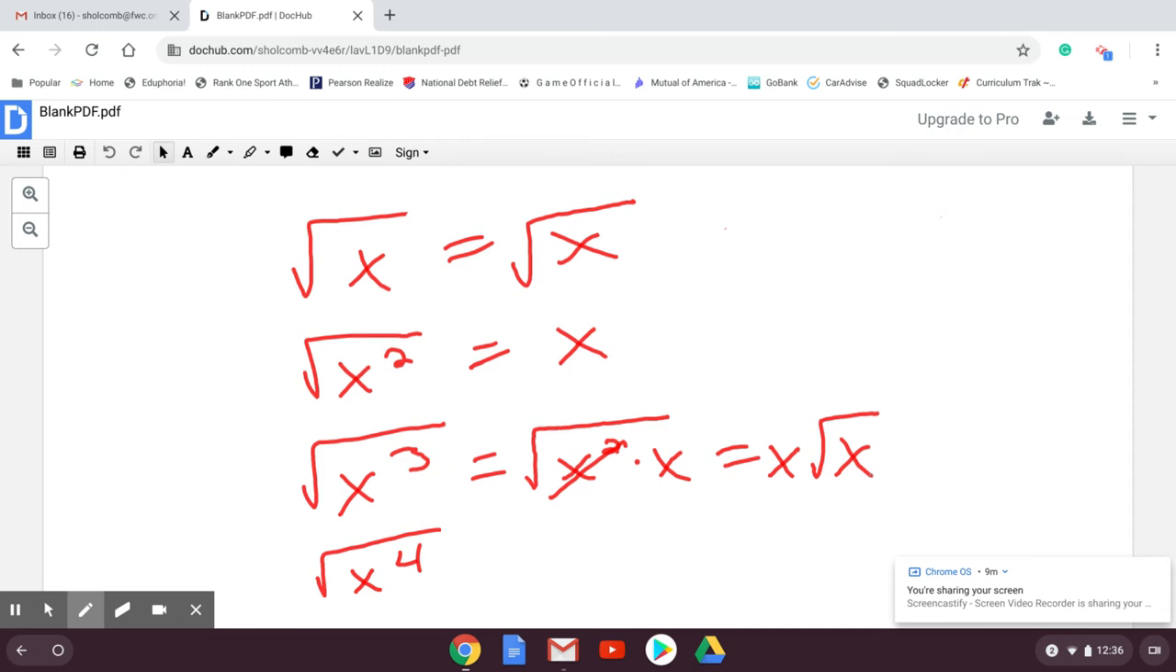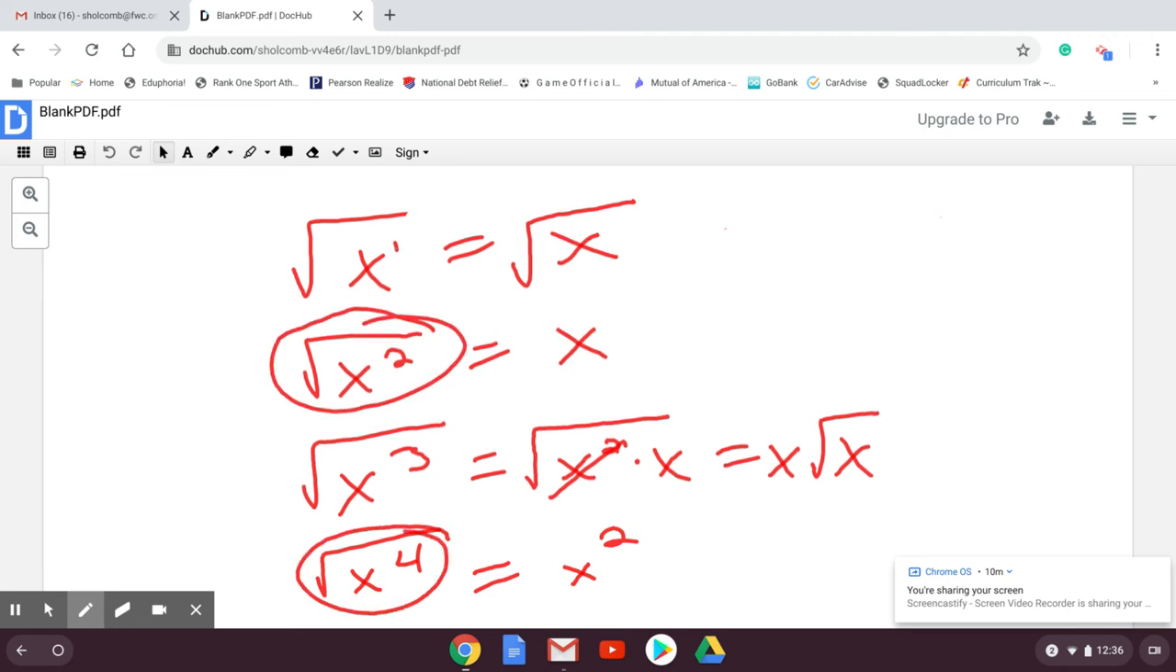The square root of x to the 4th, well, that's another perfect square. In fact, the square root of x to the 4th is x squared. So you're starting to see a pattern here. For every odd exponent, don't you have an x left in the radical? For every even exponent that you take a square root of, it becomes a nice perfect square with no radical left over.